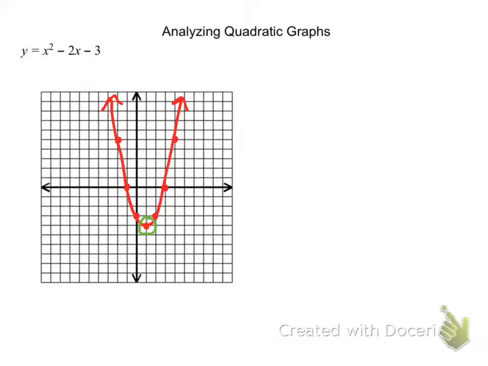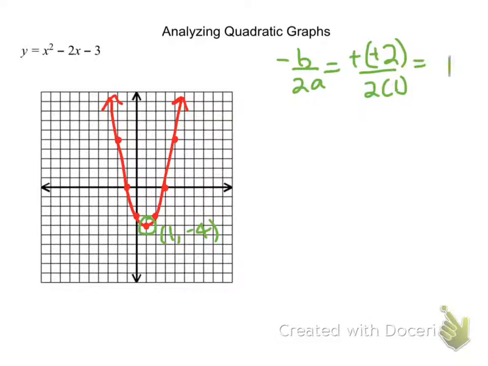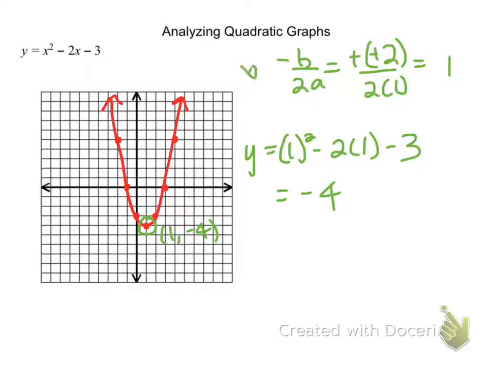This here is going to be my vertex. That's at (1, -4). But if I didn't know how to do that, you can use -b over 2a. So negative (-2) over 2 times 1. You end up with 2 divided by 2, which is just 1. Then plug 1 into your equation: 1 squared minus 2 times 1 minus 3, and you would get -4. So that's another way you can do that if you want to.